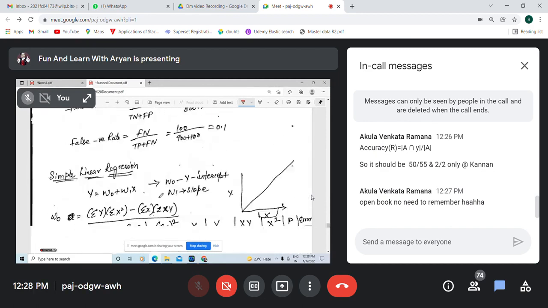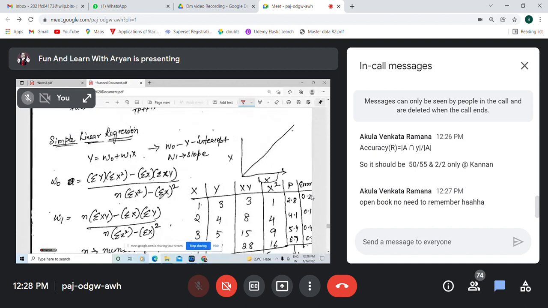I wanted to explain one important thing here. This one, simple linear regression. There is one problem given in the midsem also. They never mentioned linear regression. They have just mentioned one word called linear. So at one glance, you will not understand that this is the one that you have to do. Okay, I'm just telling you.